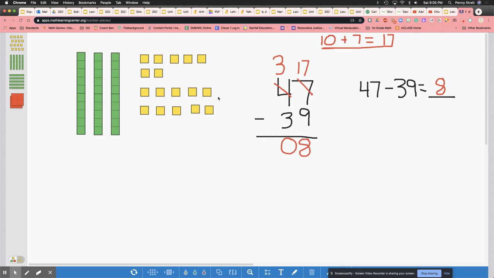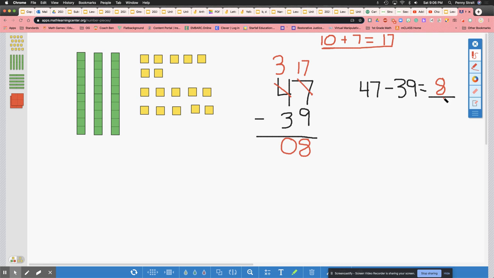When we put that together, we get 17. Now, look, we only have 3 tens left. That's the 3 that I have right here. It's time to subtract now. I'm ready to subtract because I have enough ones to take away 9.